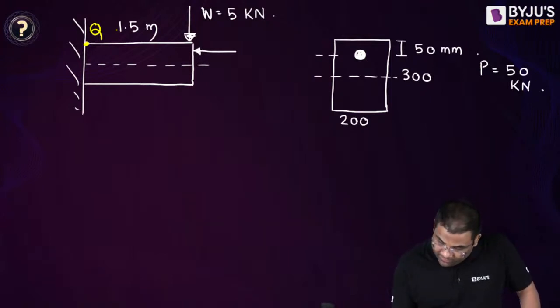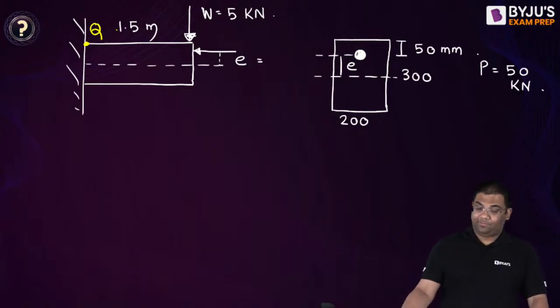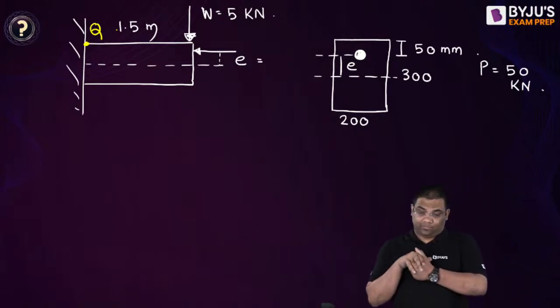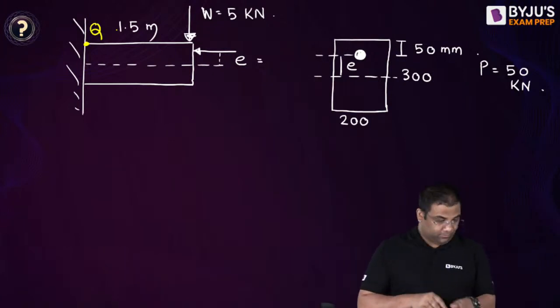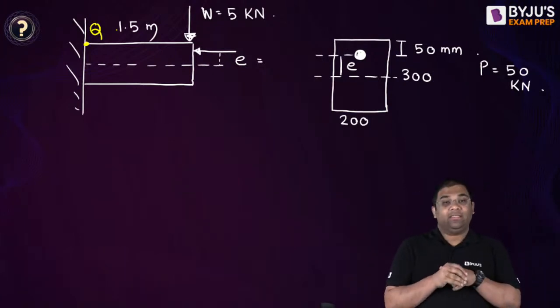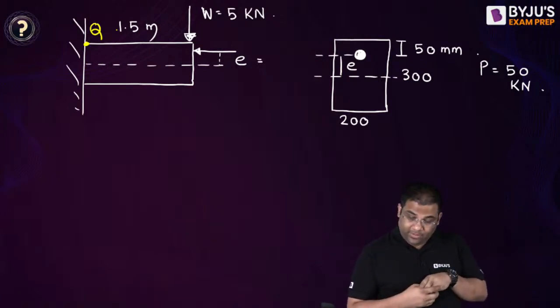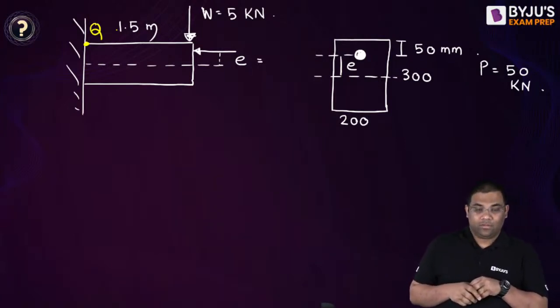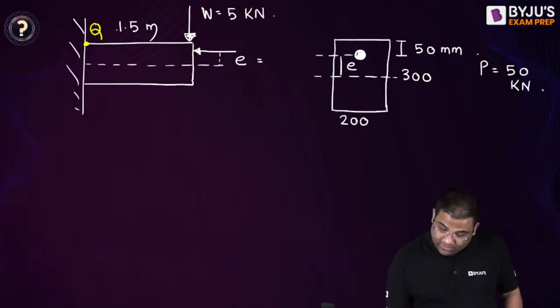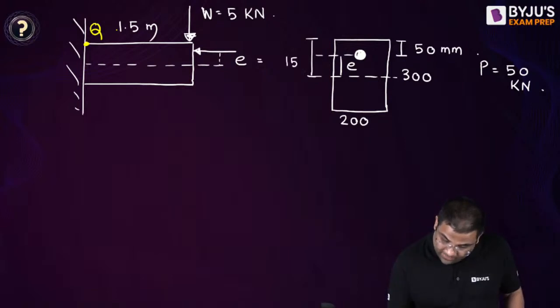Now can you give me the eccentricity? What will be the eccentricity, from the diagram? 100. Very good. The total depth is 300, so the neutral axis will be at half. This is 150, and this is given 50, so the eccentricity is 100 mm. Very good.